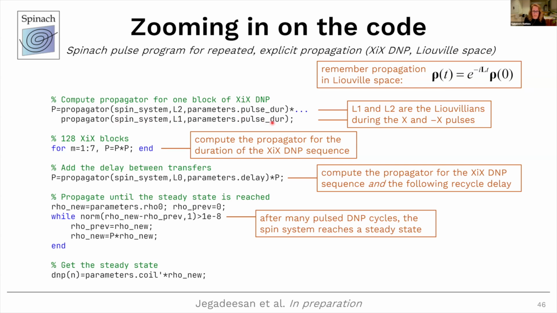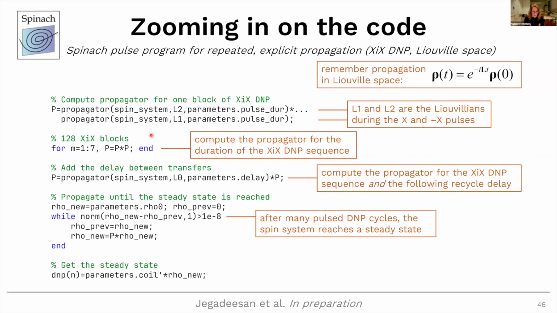It takes the pulse duration, in this case XIX, maybe the length is 48 nanoseconds, for example. And here we take the Liouvillean that considers the X pulse. So here we've also made sure that we added the microwave irradiation along the X direction. And then we multiply with that the propagator for the minus X pulse. So here in L2, I've added my microwave irradiation along the minus X direction. So this is now the propagator for one block of XIX DNP.